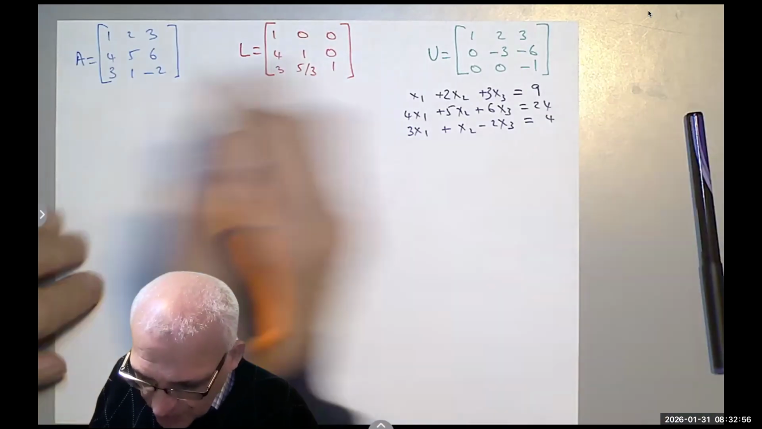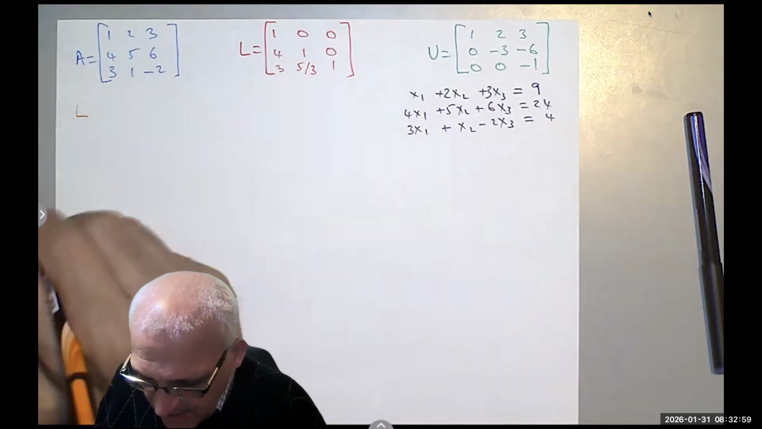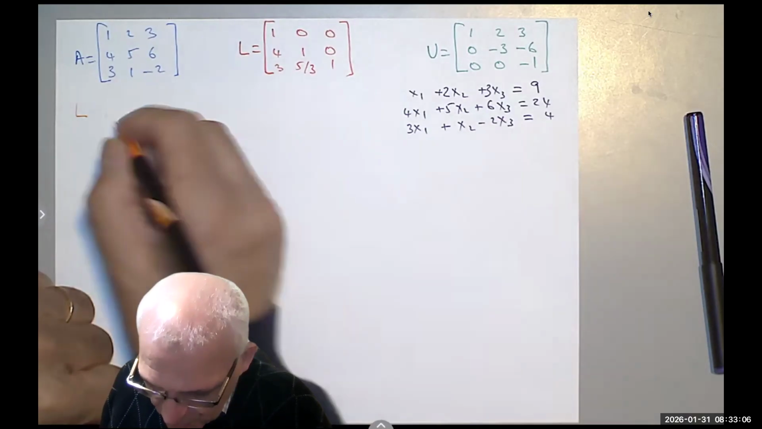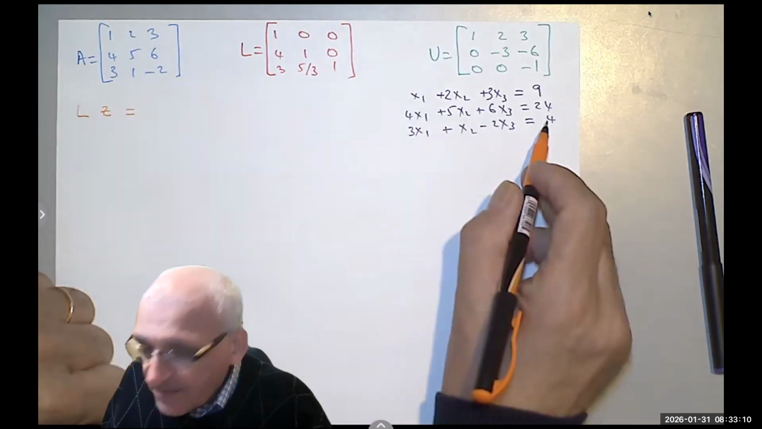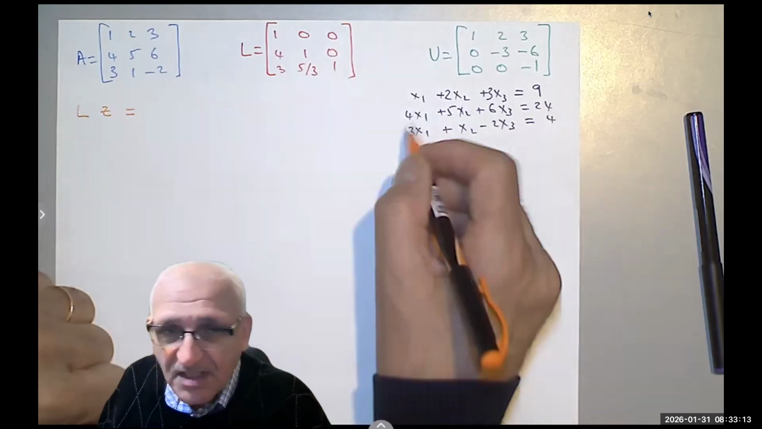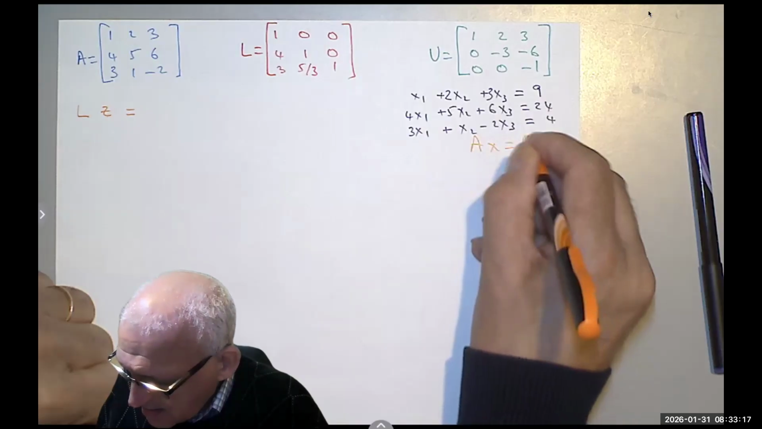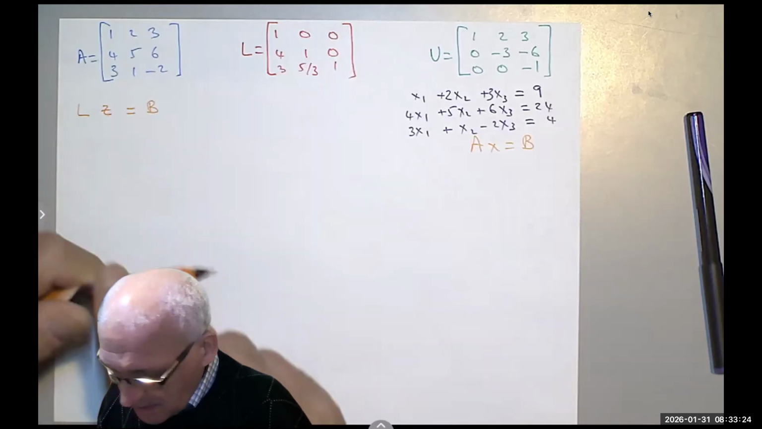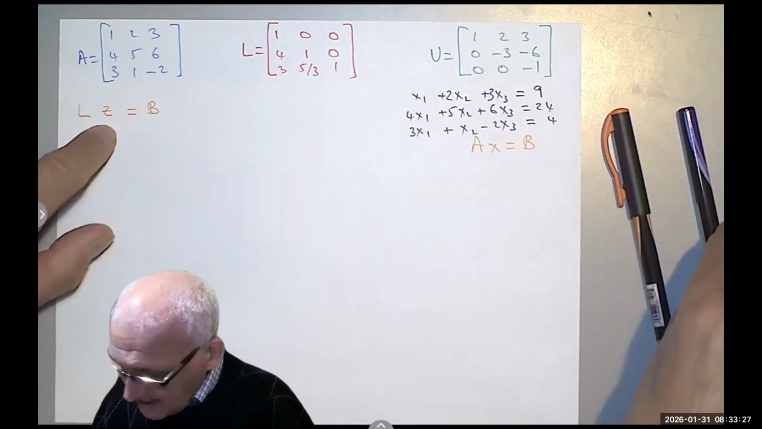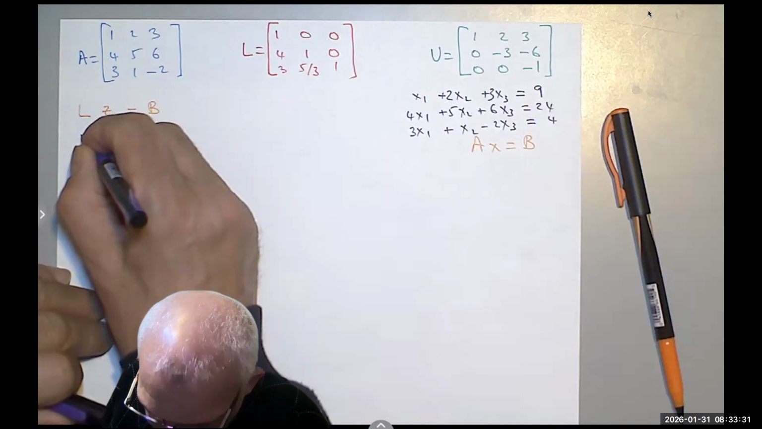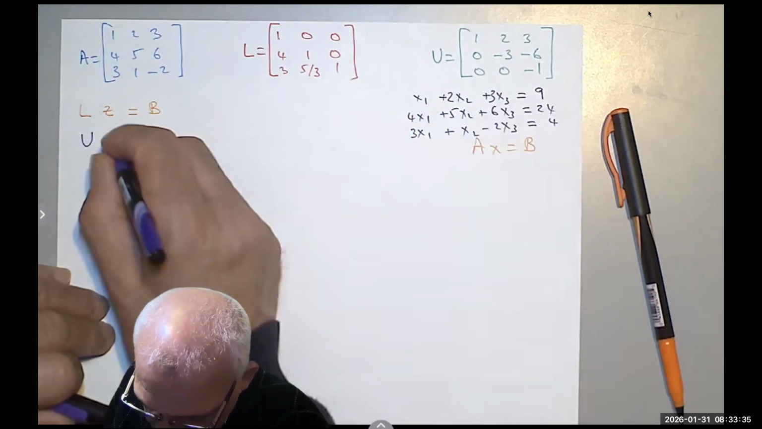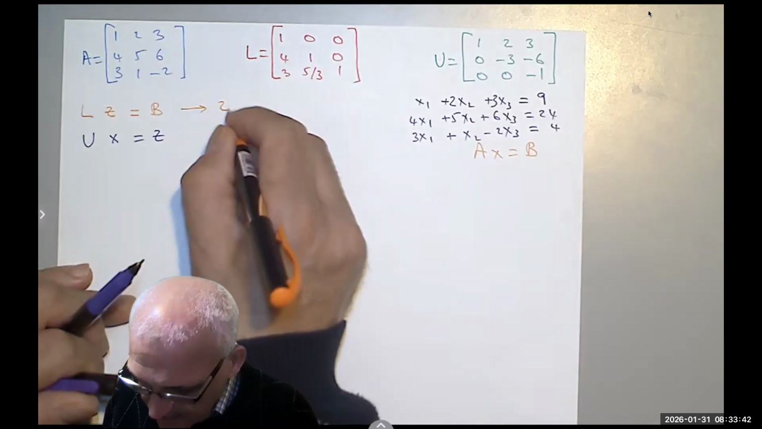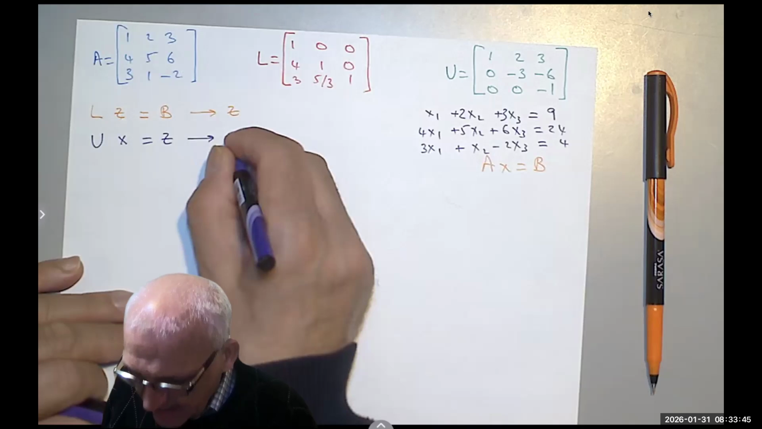So the first step we do, we take our lower matrix and multiply it by a new variable that we call z: z1, z2, z3 instead of x1, x2, x3. And let these equal the right-hand side, which is b. Remember we said Ax equals b. Now, after we find the z's, we take the upper matrix, and if I multiply the upper by the unknown x's, I should get the z. So from here, I get the z's, and from there, I get the x's.